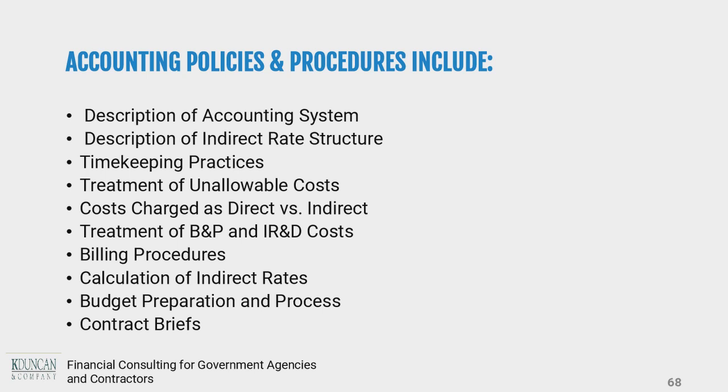So it's going to include the description of the accounting system, description of the company's indirect rate structure, very important, the timekeeping policies of the company, how you treat and accumulate unallowable costs, what costs are considered direct versus indirect in your company, how you treat B&P and R&D costs, what are your company's billing procedures, how you calculate indirect rates and how often, what's your budget preparation and process, and your contract briefs. Do you create and use contract briefs within your company?